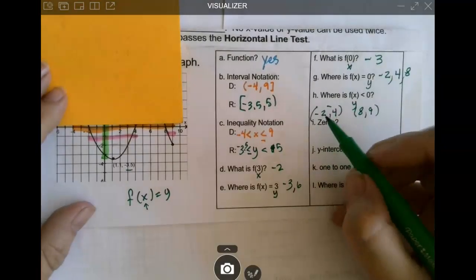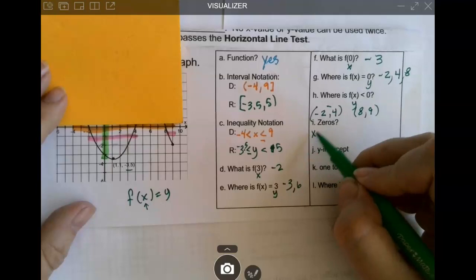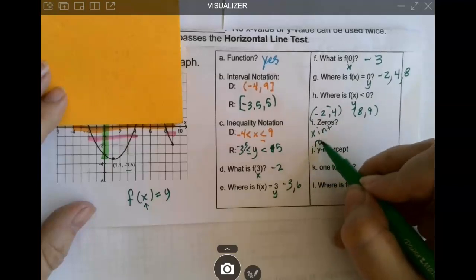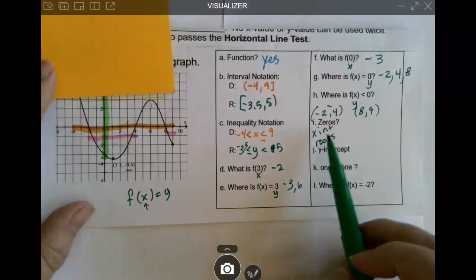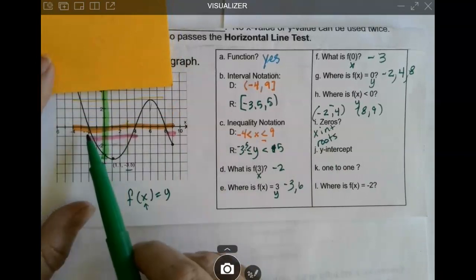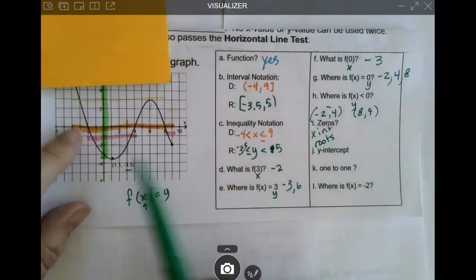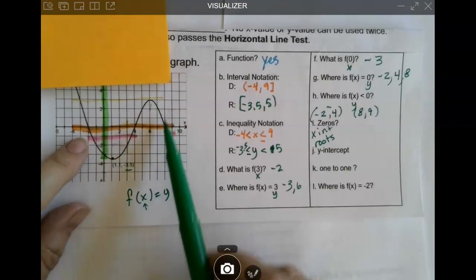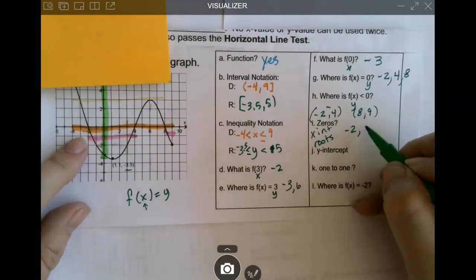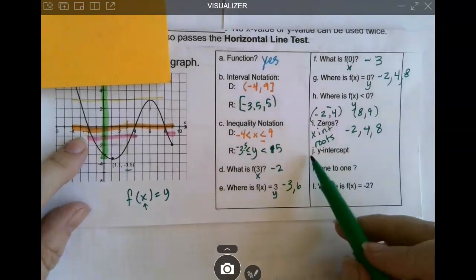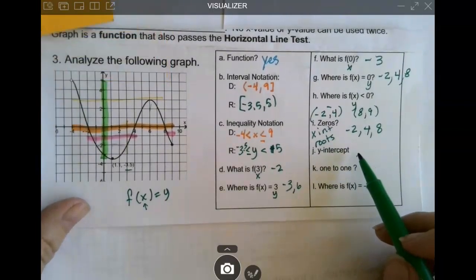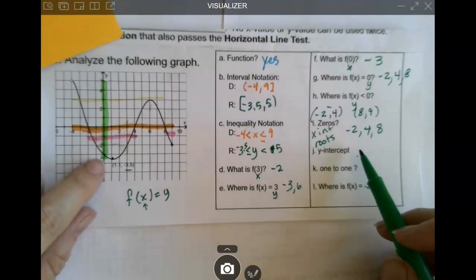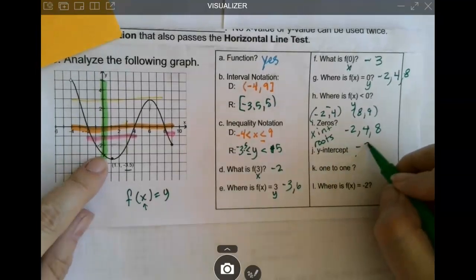All right, zeros is just another way of saying x-intercepts. And it's another way of saying roots. So it's where is it touching the x-axis? Well, that's, again, same place where I had this. It's at -2, 4, and 8. My y-intercept is where it's crossing the y-axis, and again, it's right here at -3.